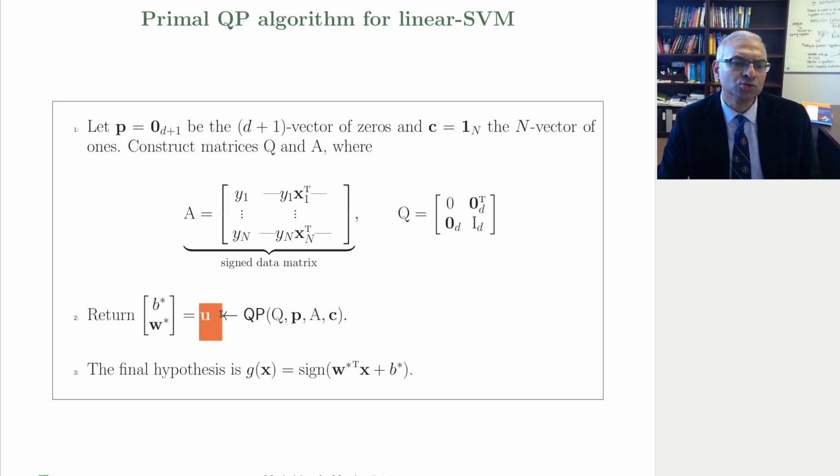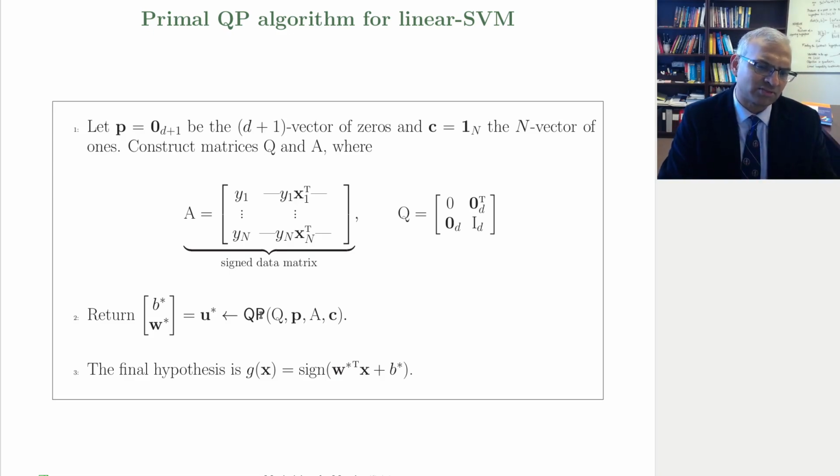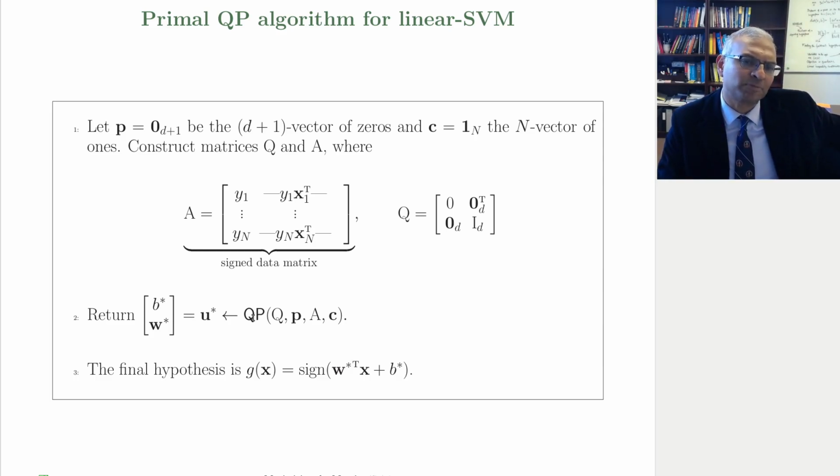Out it spits u star, and u star has two essential components. The first component is the optimal bias b star, and then the remaining D components are the weights w star. So that's a very simple algorithm. The efficiency of this algorithm entirely depends on what algorithm you use to solve the quadratic program, and that's an area of research. There are iterative algorithms, interior point algorithms, the simplex algorithm, and many approaches to solve it, but that's not our business. We outsource that to the very good mathematicians, the optimization guys.